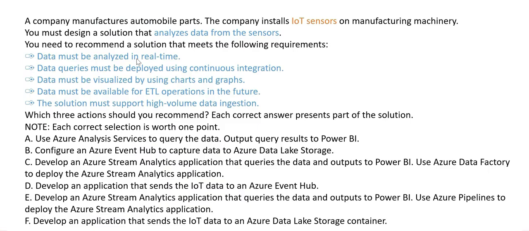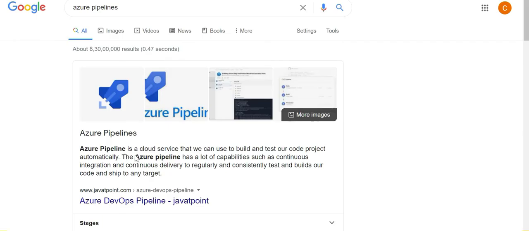Now, what else does the question ask for? Data must be analyzed in real time. So if there is a requirement for real time, then Stream Analytics has to be put into play. Data queries must be deployed using continuous integration. When there is a requirement for continuous integration, you will have to use Azure Pipelines. Now, what is Azure Pipelines? It is a cloud service that we can use to build and test our code project automatically.